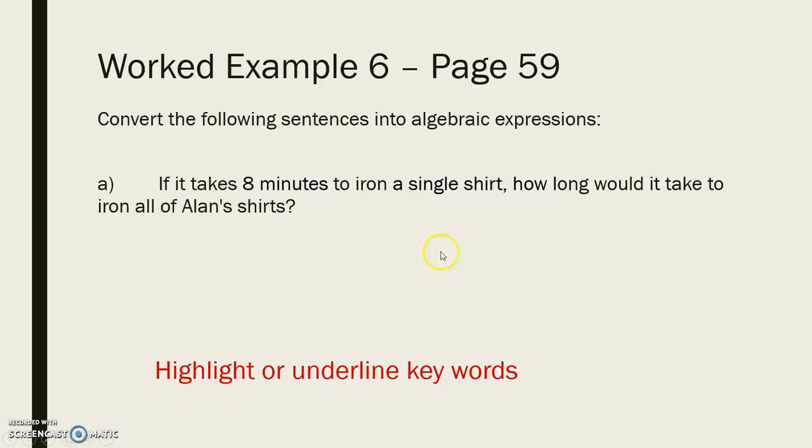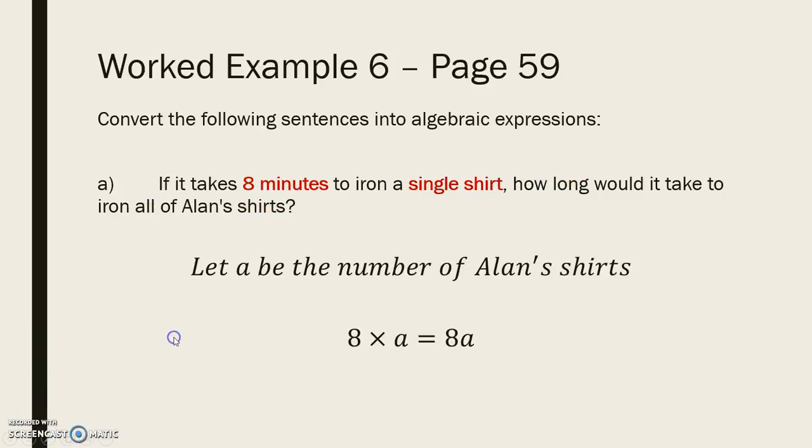So the keywords here, what are we looking for first? How long would it take to iron all of Alan's shirts? So that's where I would start. How long? All shirts. Now we can look at the rest of the information. It takes 8 minutes for a single shirt. So there's the keywords. Let's have a look. 8 minutes, single shirt.